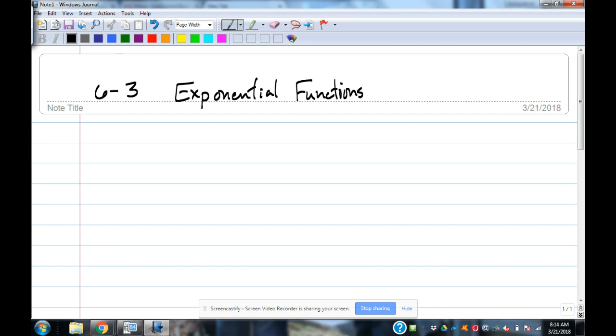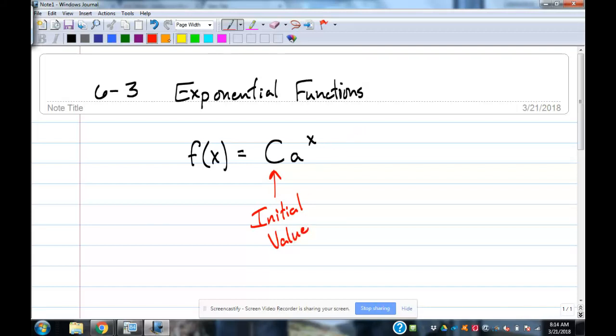This is what we're dealing with today. An exponential function in general looks like this. That C that's in the front there, that's your initial value. The A that has the X as an exponent, that A.